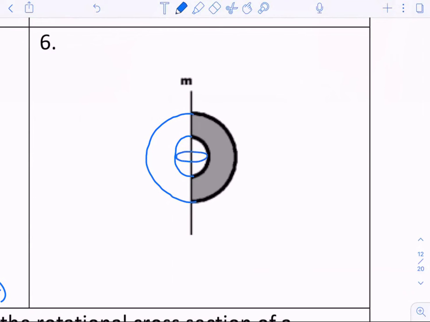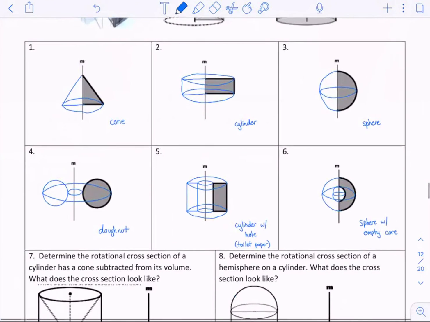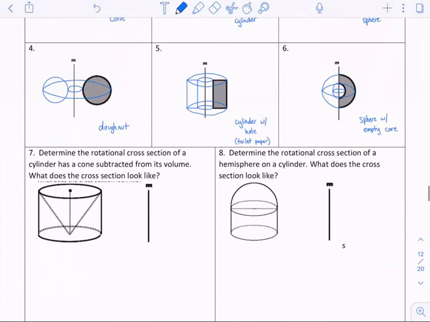Number 6. Now you're really going to get hungry. I see donuts everywhere. This one's like a sphere with a hole, like with an empty core. Space. Yeah, an empty core. It's pretty cool. It's very hard to draw 3-dimensional shapes on a 2-dimensional object, like a piece of paper or an iPad. You must have had to practice this a lot. A lot, over the years.